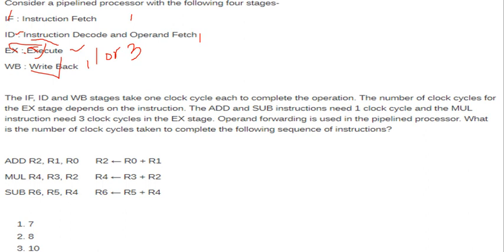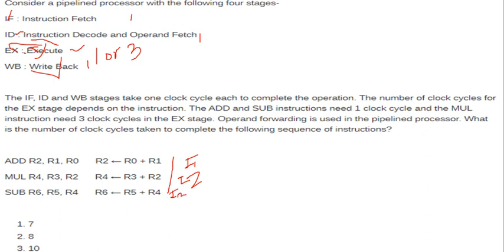So I think it will be very clear. Operand forwarding is used in the pipeline processor. What is the number of clock cycles taken to complete the following sequence of instructions? So we are given 3 instructions. Suppose this instruction is I1, this is I2, and this is I3.